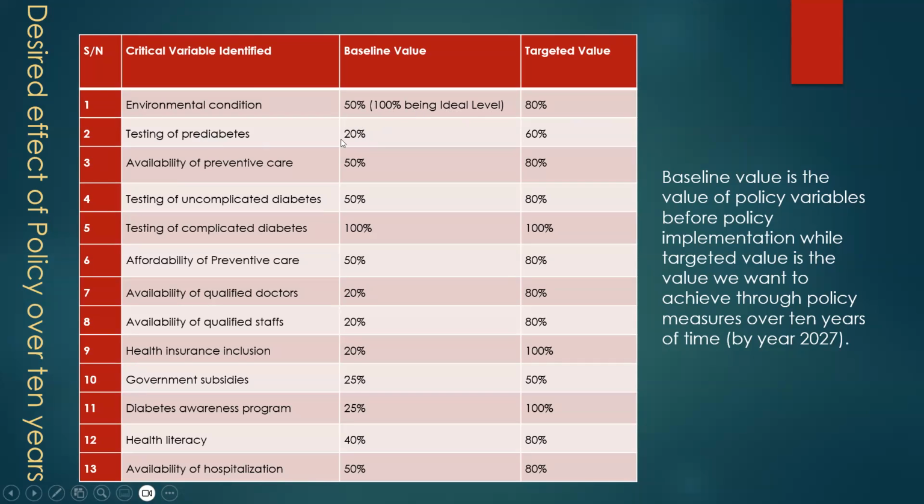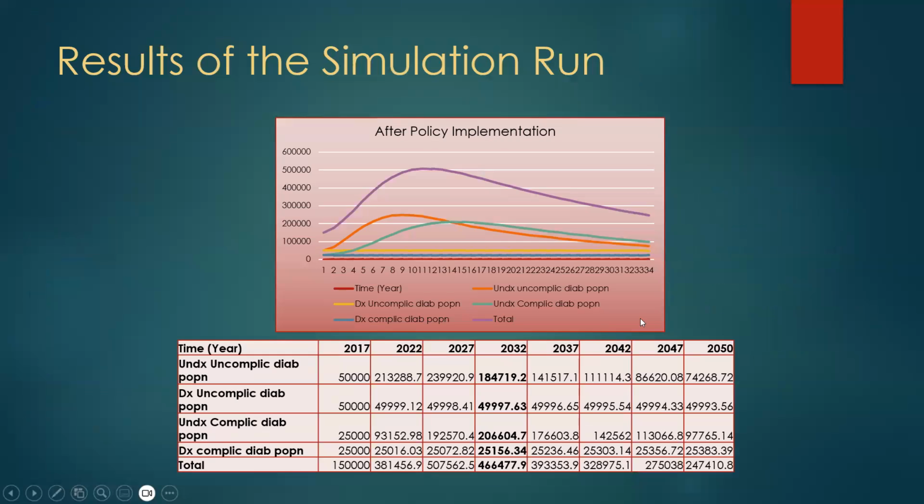Testing of pre-diabetes was 20%; with testing it can be increased to 100% also. Availability of preventive care was 50% initially, and the targeted value can be 80%. This way we took the targeted values and then tried to simulate again. And then the peak came in 2032, not in 2030. And so by policy, one of the influences was there.